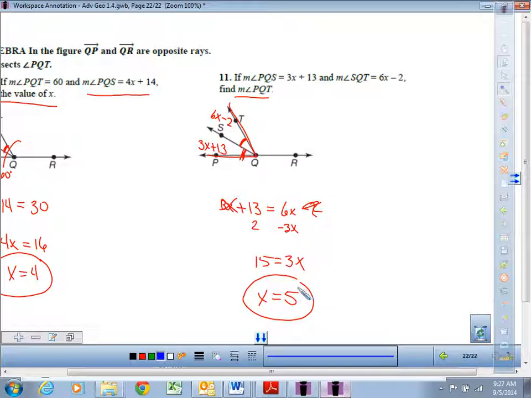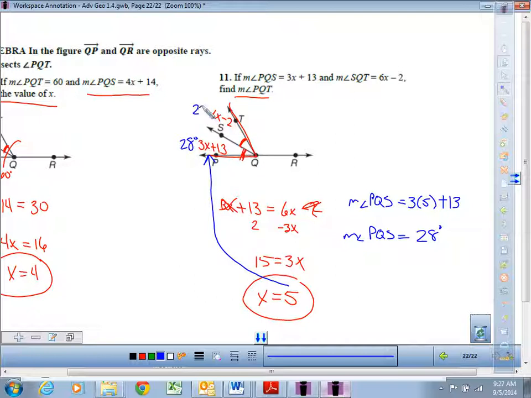I'm going to take that 5 and substitute it in. Angle PQS equals 3 times 5, not x, times 5, plus 13. That's 15 plus 13, which is 28. So PQS is 28 degrees. That means this angle right here is 28 degrees, which means this angle over here is also 28 degrees. So the entire thing is 28 and 28, which is 56. Our final answer is the measure of angle PQT is 56. Do not forget to label degrees.